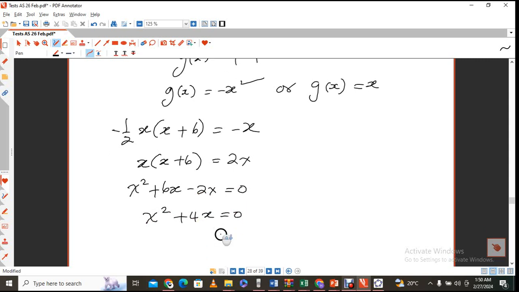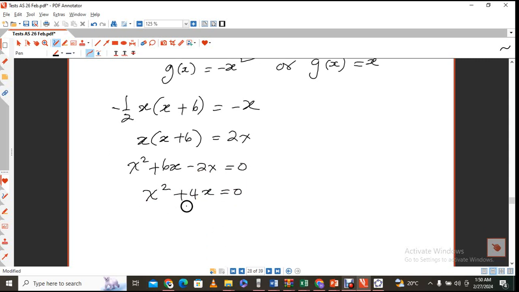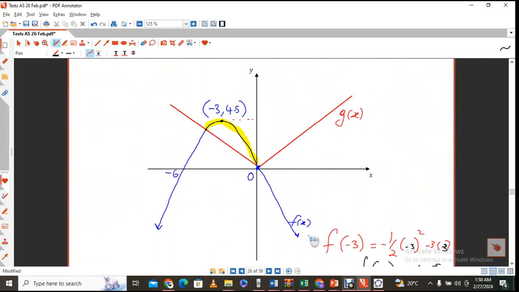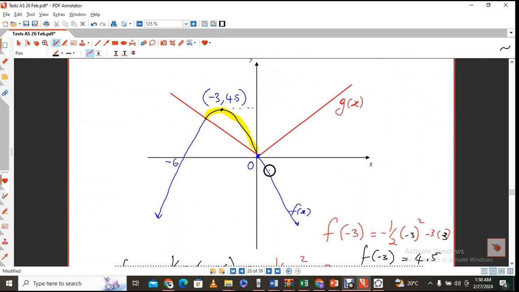In fact, it's going to be very easy now for me to find the answer. The answer would just be x is equal to 0 or x equals negative 4. Right, I don't need the 0. So what that means is if I go to my graph, I can see they intersect at x equal to 0, but the other point there where they intersect, that is negative 4. So this particular point here is the point negative 4.